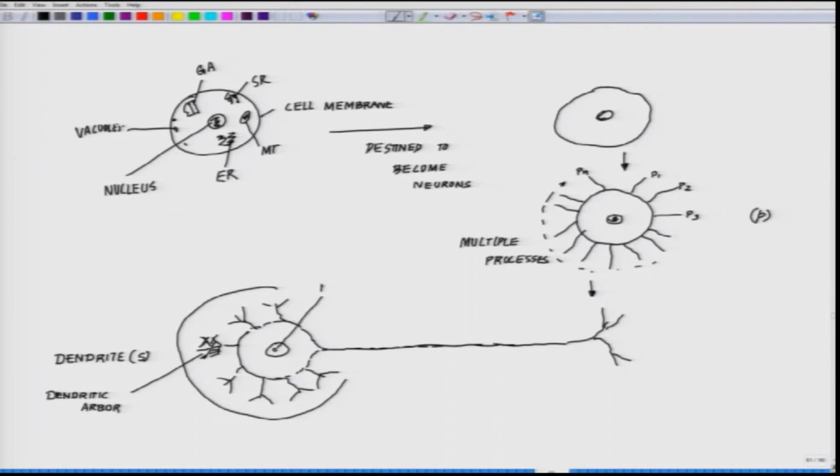Here you have the nucleus, and the process which is the chosen one is called the axon, and this is the axonal terminal. This is from where the axon originated, called the axon hillock.